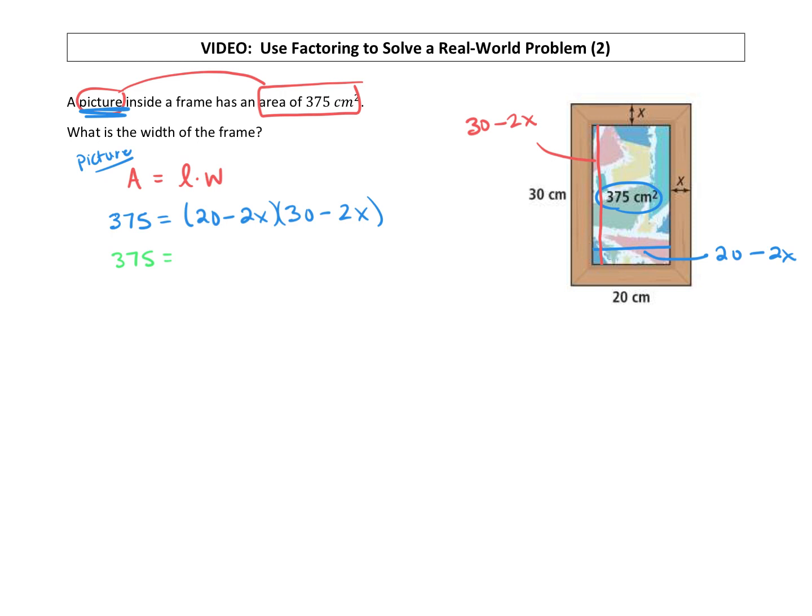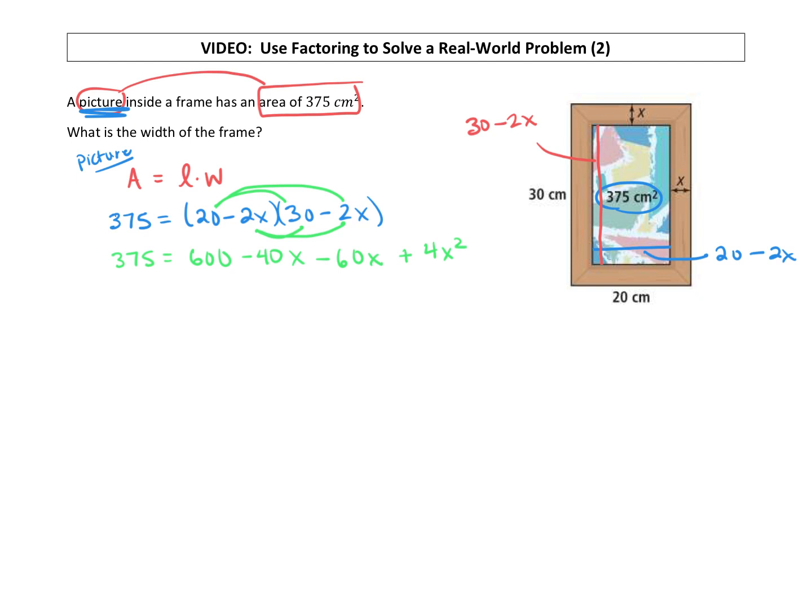All right, so we are going to distribute the 20. 20 times 30 is 600. 20 times a negative 2x is minus 40x. Now let's distribute the negative 2x. Negative 2x times 30 is negative 60x. Negative 2x times negative 2x. That is a negative times negative, so it's going to be a positive 4x squared.